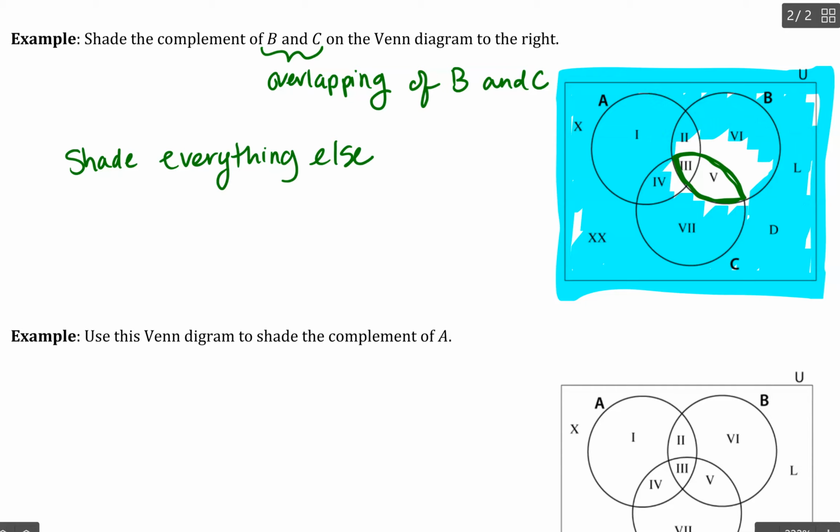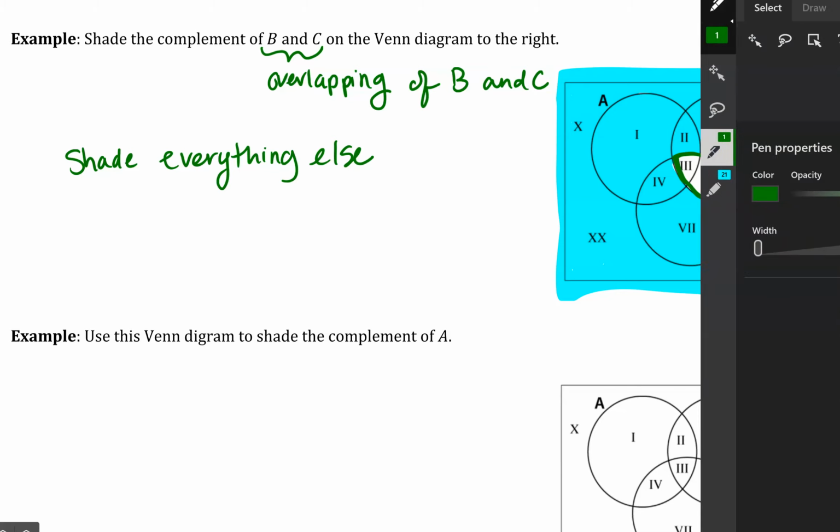So it's really important to start with that piece that they asked us to identify, not to shade, so that we can shade everything else. So there we have shaded the complement of B and C, everything not B and C.